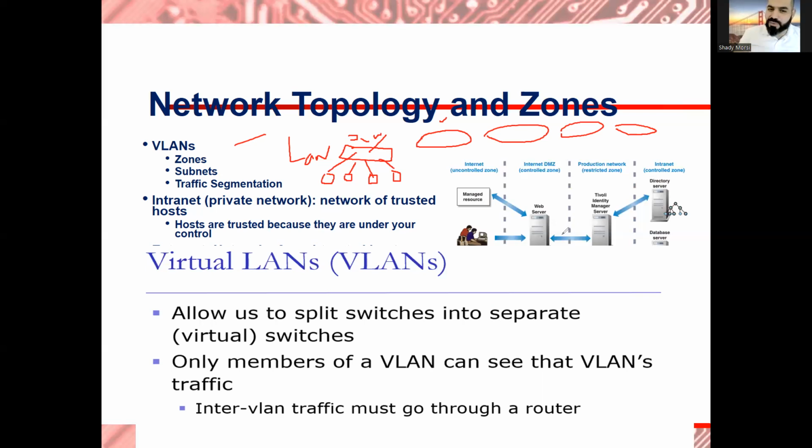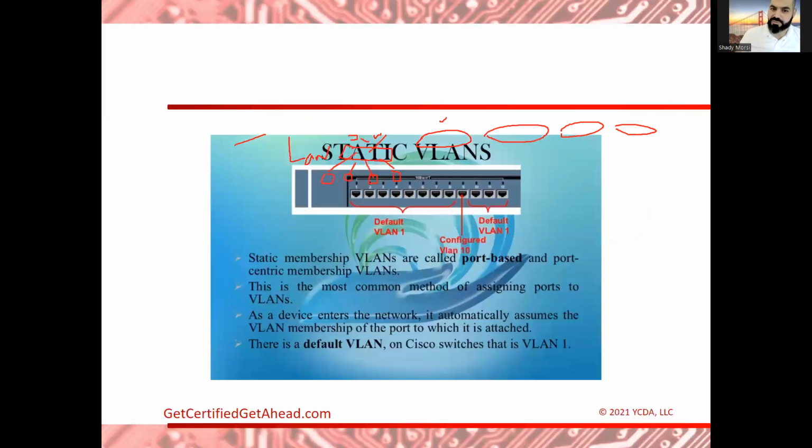Now I want this switch to be split into more than one switch, virtually. What do we mean by virtually? If you can see here, let me move from this page to this page. So this is our normal switch. This is how it looks.